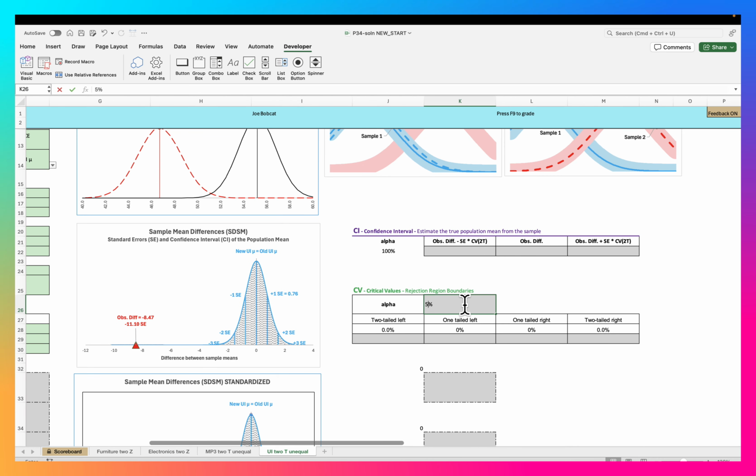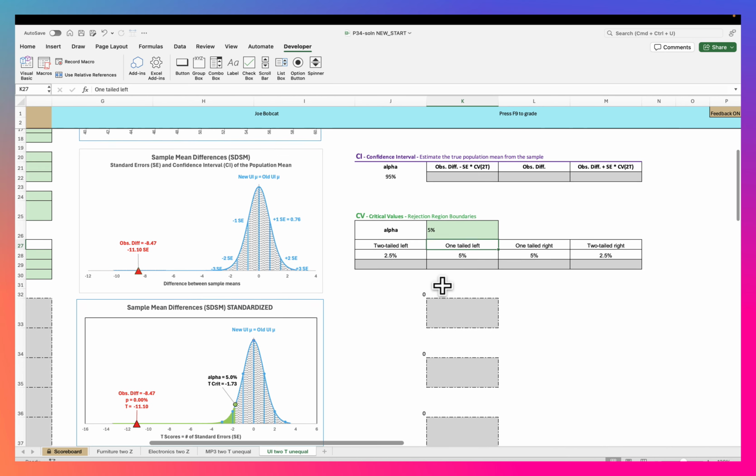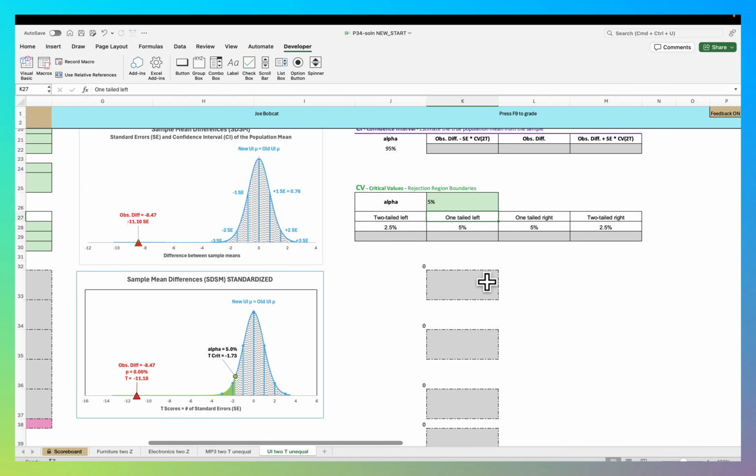So alpha 5%. Oh, well, by the time you get this exercise, this part will disappear, or I'll put some questions in there, one or the other.